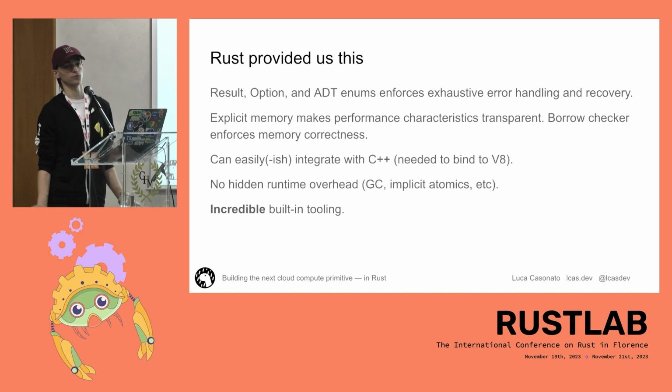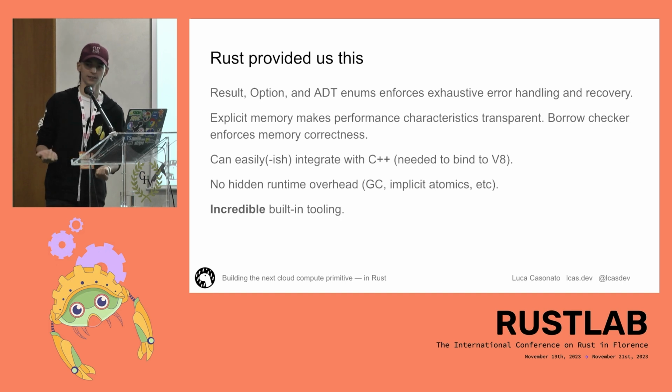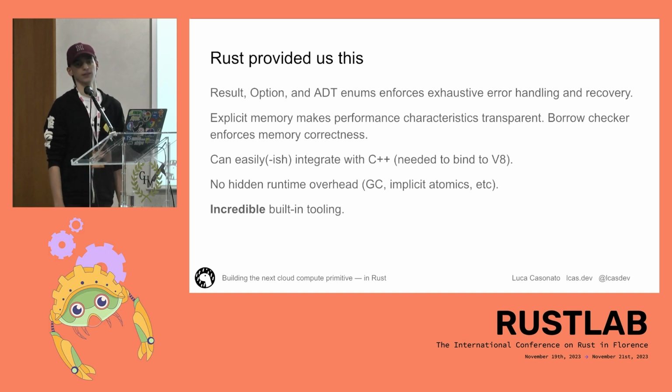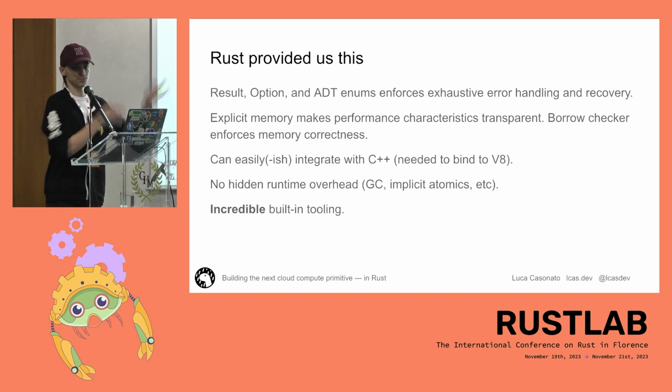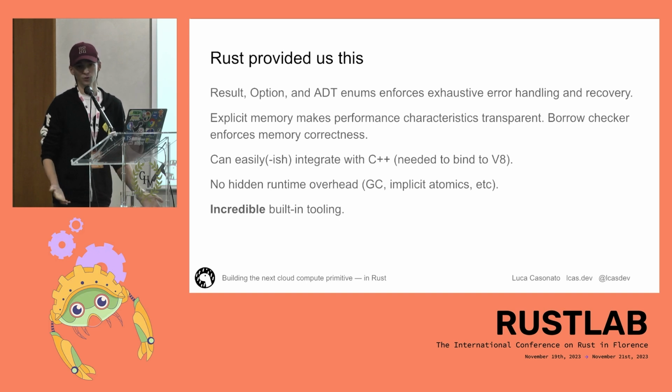For example, Rust's Option and Result and ADT enum types enforce a way of exhaustive error handling that is close to none in any other languages, right? You have to really deal with your errors correctly. And you can use anyhow to just bubble up your errors all the way to the top. But if you take a little bit of care, you can write really, really reliable code in Rust that is checked by the compiler to make sure there are no edge cases that you've missed.